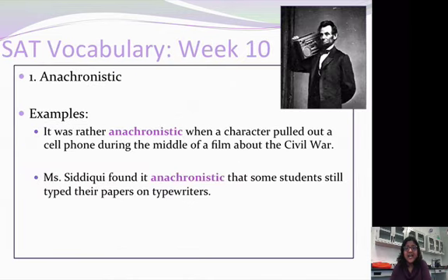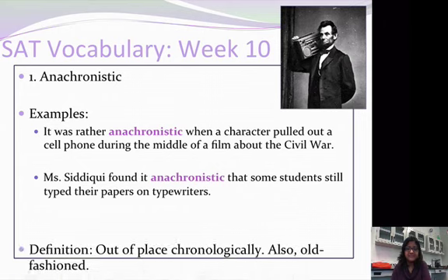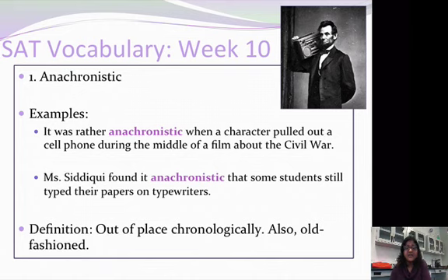So the first word is anachronistic. It was rather anachronistic when a character pulled out a cell phone during the middle of a film about the Civil War. Miss Siddiqui found it anachronistic that some students still type their papers on typewriters. This photo of Abraham Lincoln is also anachronistic. See if you can figure out why when you guess the definition of this word. Pause the video if you need to, and when you're ready, copy this definition. Anachronistic means out of place chronologically or old-fashioned. Write an original sentence using the word and pause the video if you need to.